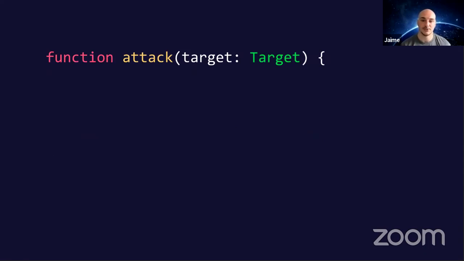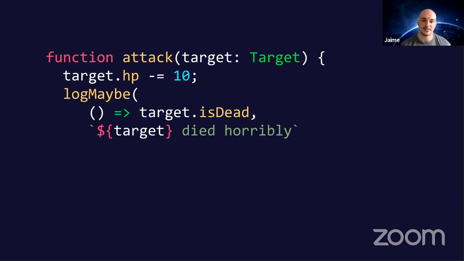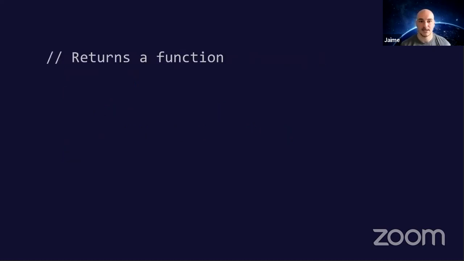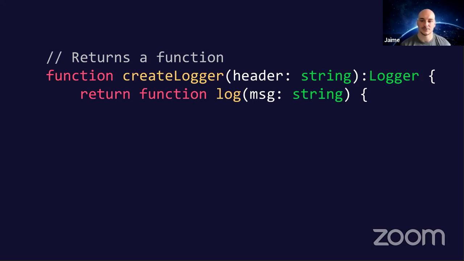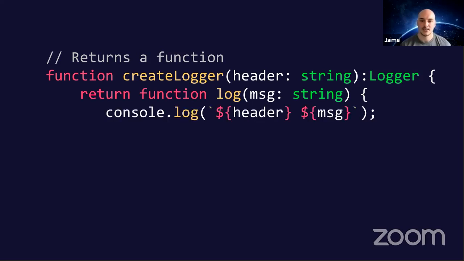And here we're actually using it. We have attack, we're attacking the target and removing 10 HP, hit points. And now if it's dead, I'm logging that the target died horribly. So sad, so sad. And another that returns a function. Here we have a create logger, and it returns another function with a header. And you can see that it returns type logger.